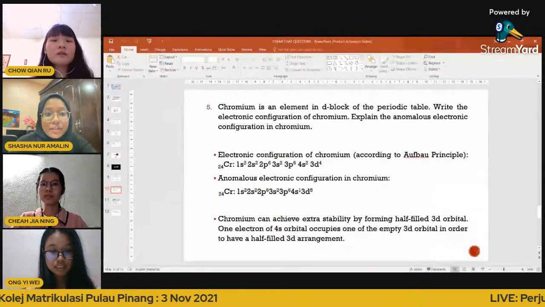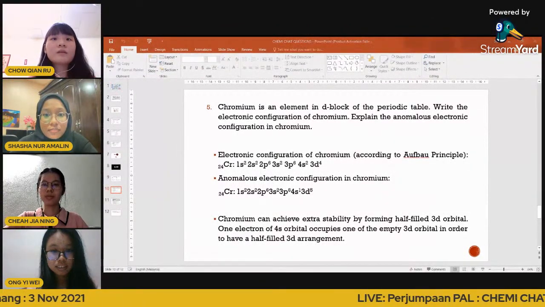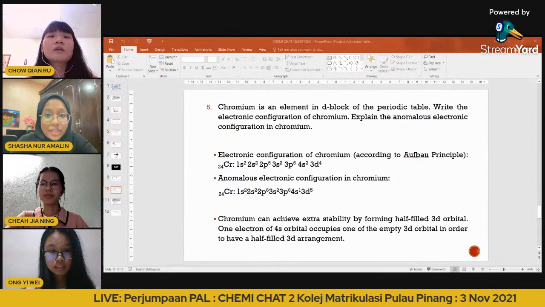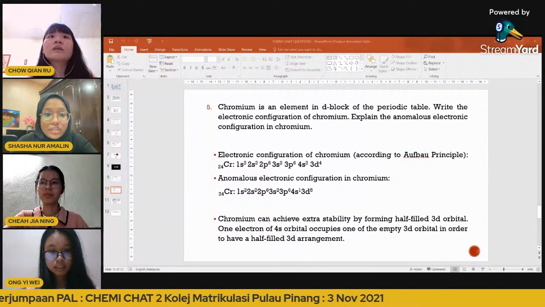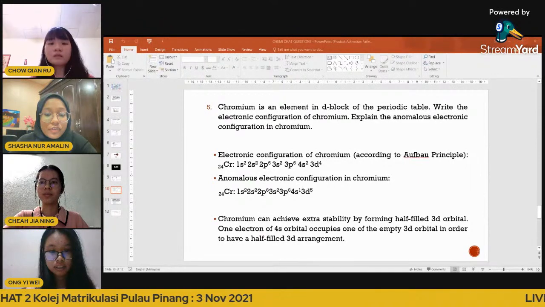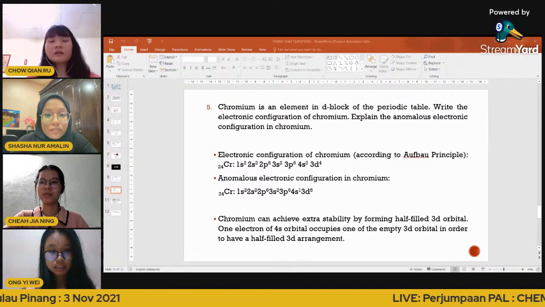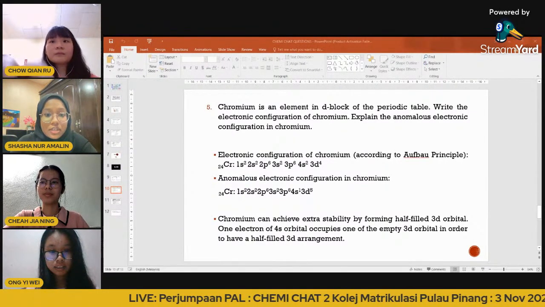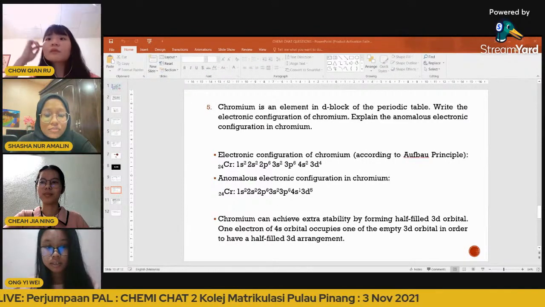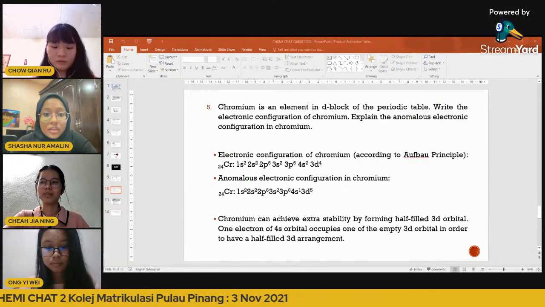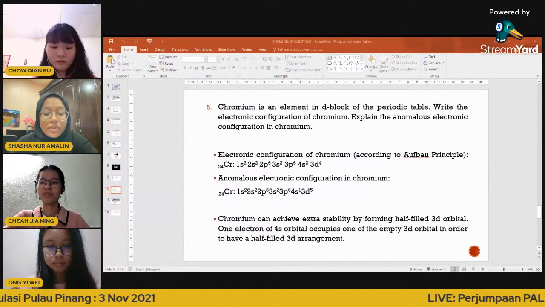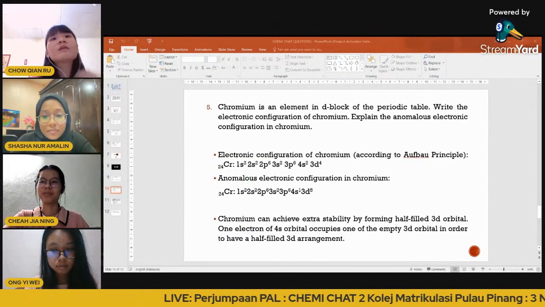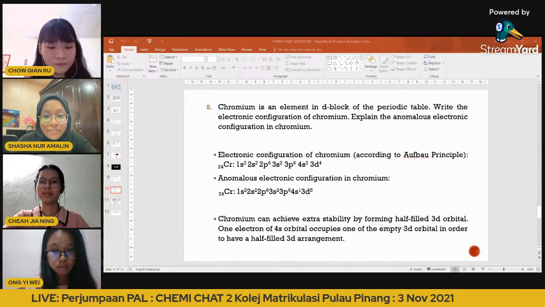So number 5, chromium is an element in the d block of the periodic table. Write the electronic configuration of chromium. Explain the anomalous electronic configuration in chromium. The electronic configuration of chromium, according to the Aufbau principle, is 1s2, 2s2, 2p6, 3s2, 3p6, 4s2, 3d4. The anomalous electronic configuration in chromium is 1s2, 2s2, 2p6, 3s2, 3p6, 4s1, 3d5.